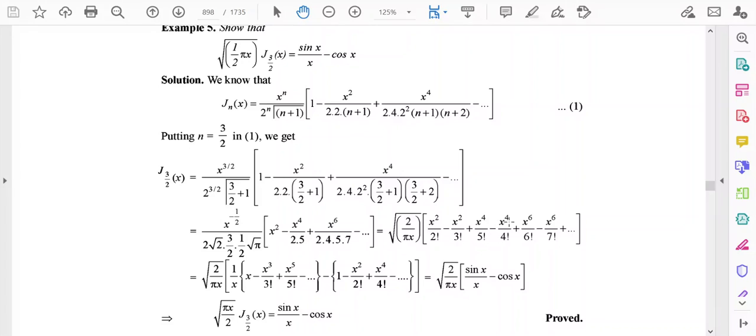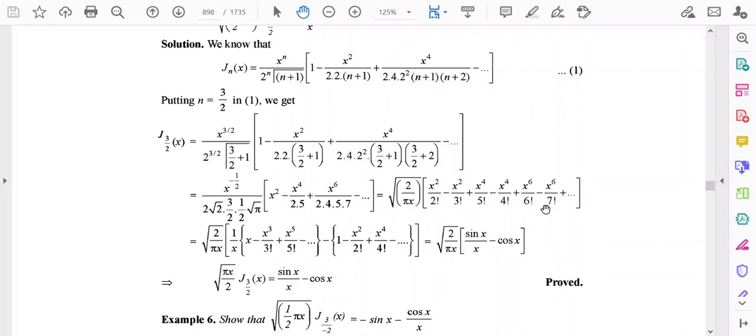and this term, that is x to the power 6, we are writing as x to the power 6 by 6 factorial minus x to the power 6 by 7 factorial. In this way we will proceed. Then what we will do, we will separate the series in two terms. The first series will be like this, x minus x cube by 3 factorial plus x to the power 5 by 5 factorial in this way, and the second series will be 1 minus x square by 2 factorial plus x to the power 4 by 4 factorial in this way.